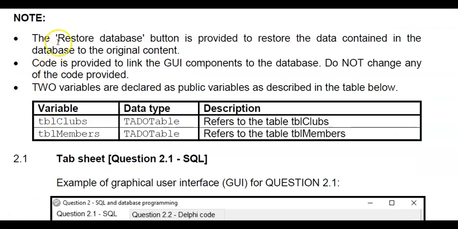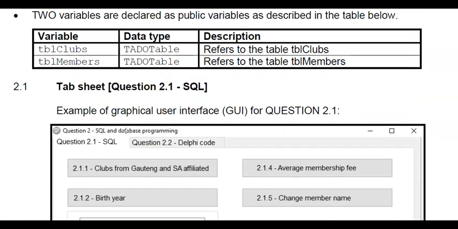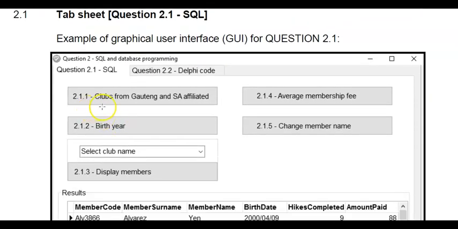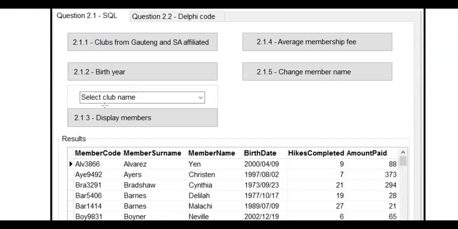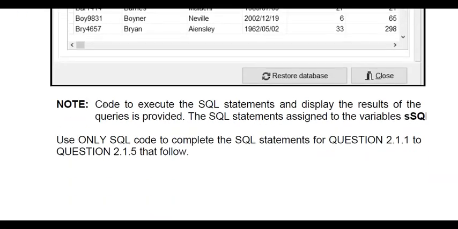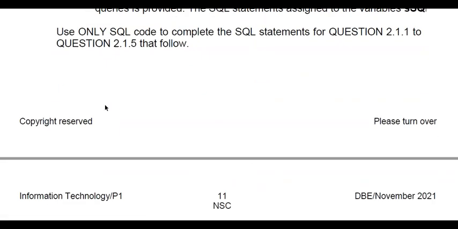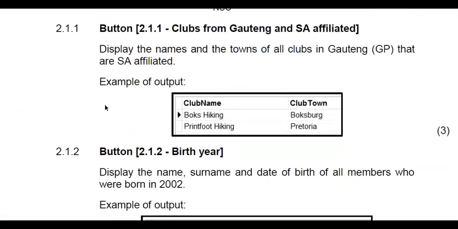They also explain that they have included a restore database button. This is really needed when, once you've made changes to the database and maybe you made a mistake, you want to go back and fix those errors and test it again, you might want to use the restore database. And then here, this is actually for question 2.1, so not important for now. And then a screenshot of question 2.1. And I suggest that you guys go and download this paper so that you can practice this with me.